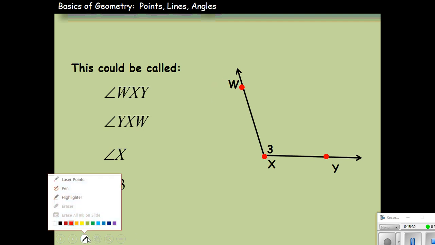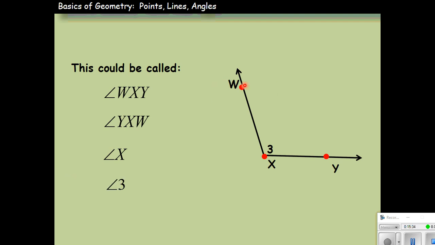We could call this angle WXY. We could name it in reverse, angle YXW. We could call it just angle 3 because it's got the 3 label in there. Or since there's no other angle that shares this vertex, we might just call it angle X.